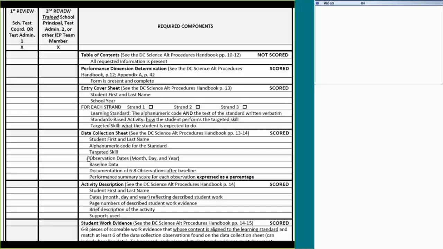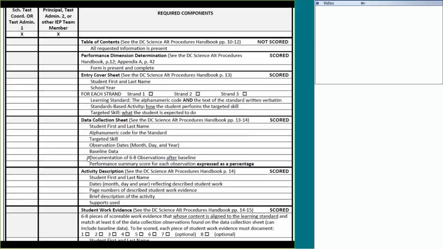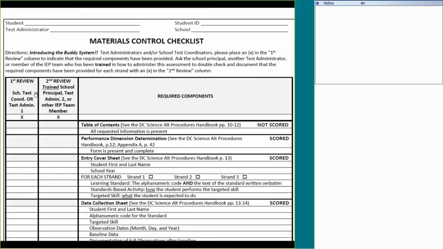Now, there may be 2 reviewers. This is all done at the building level, okay, before the portfolio is submitted. So if you are the first reviewer, you need to find someone in your building or in another building if needed. If you're the only trained person in your building, you may have to find another reviewer at a different school or at the LEA level or somebody else who has been trained. Okay, who has been trained to be the second reviewer?